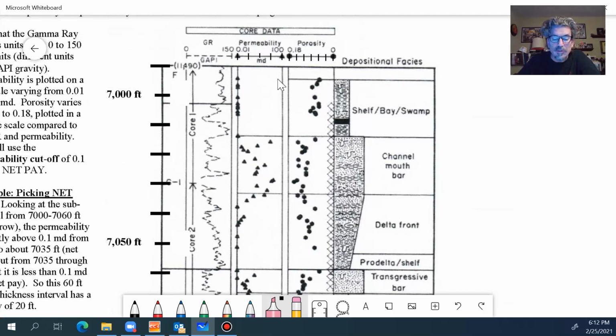So there's 1, 2, 3, 4 tracks. The first track is a gamma ray track. We're learning about that in class right now. You can see it going back and forth, and we use a gamma ray to determine lithology. Then there's a permeability track, which is not a logging tool. It's actually taking samples from core that's recovered from the subsurface and taking a plug from that core every foot and making measurements. So we have permeability measurements on this scale and porosity measurements on this scale.